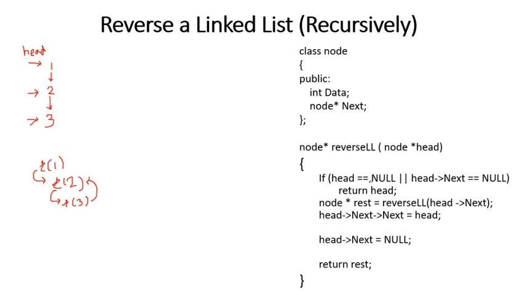And what are we returning? We are returning head arrow next. So 2 is the head and head arrow next is 3. Where is that address of 3 getting stored? The address of 3 is getting stored in the pointer rest.